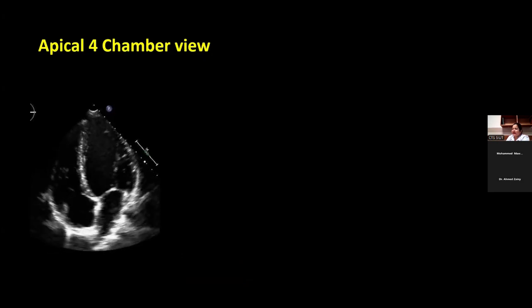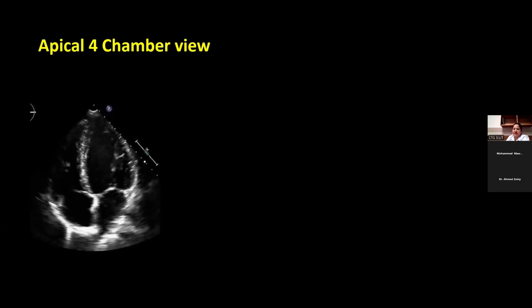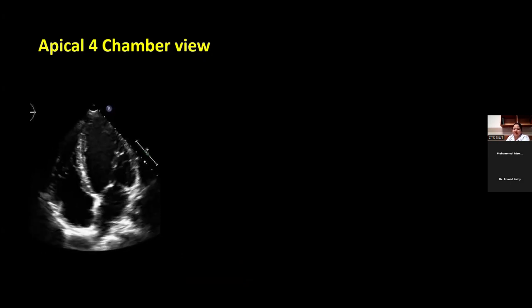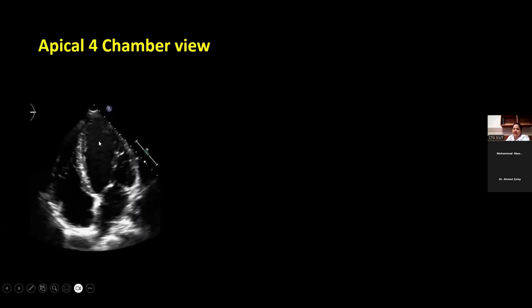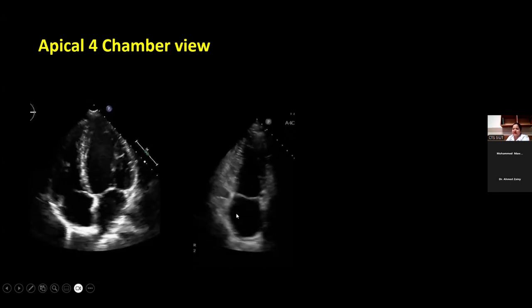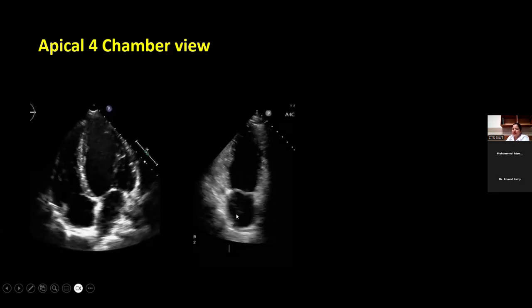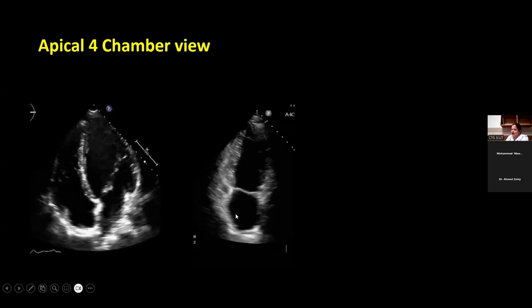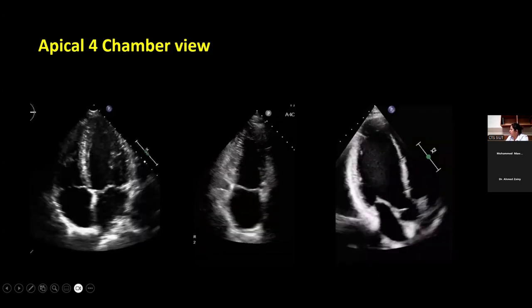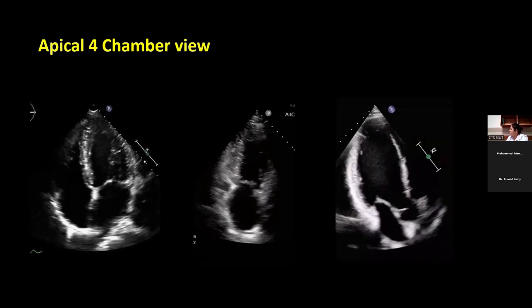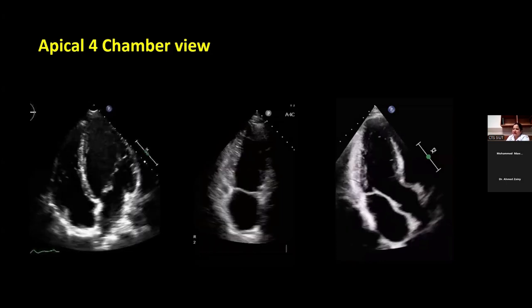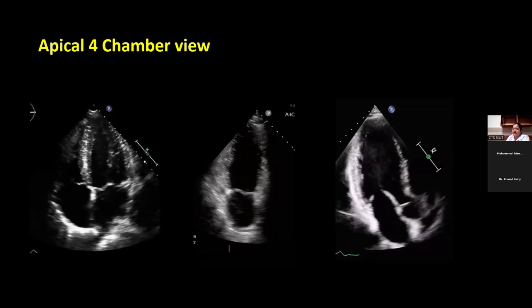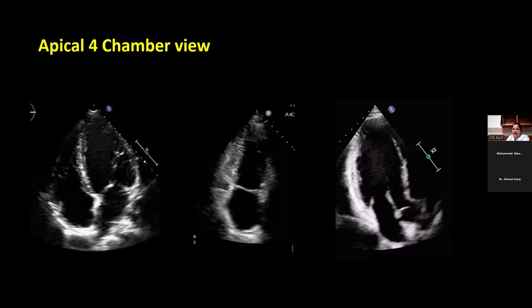Now, how does it look in the echo images? So this is the first one, the apical four chamber view, both atria and the ventricles. This is like a two chamber view, and this is the three-chamber view, which is just moving the probe position. And again, I'm repeating these things: if we know the normal, we can easily appreciate the abnormality.